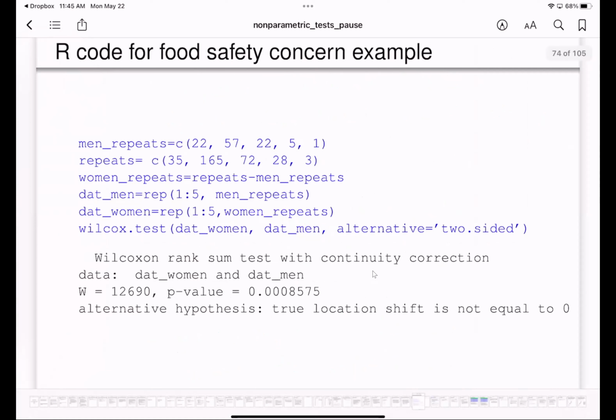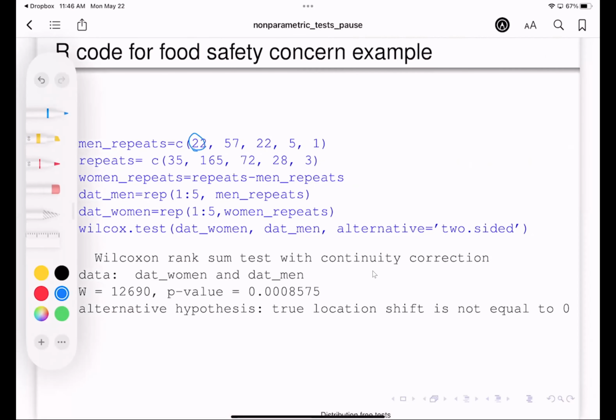This is for the safety if we want to perform the rank sum test, because what we observed are those tabulated counts of the values 1, 2, 3, 4, and so on. So we really need to recover the original responses. In this case, for the men, we observed 22 ones, 57 twos, and so on. And how many for women? 35 ones and 165 twos, and so on. I'm sorry, the 35, 165, and so on, are the total counts for 1, 2, 3, 4, and so on.